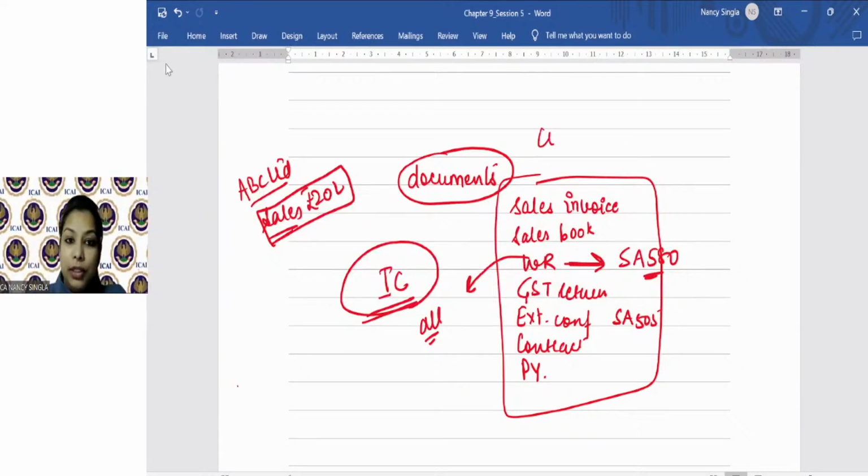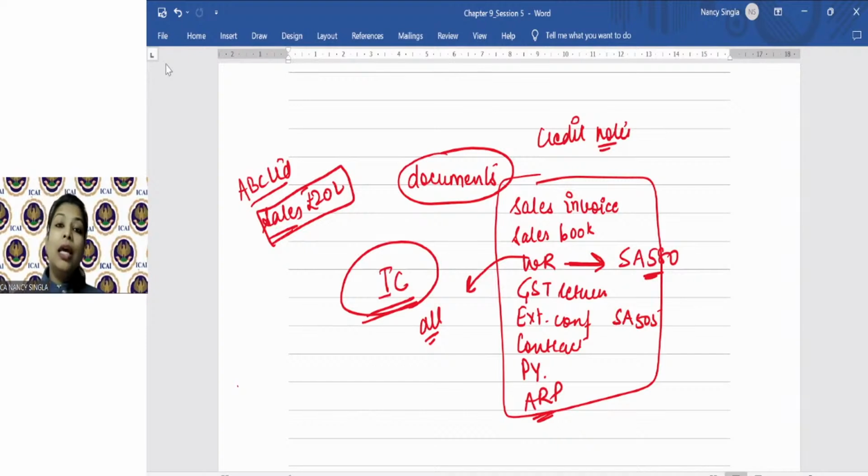Credit note, absolutely correct. Credit note or credit memos. Analytical procedure, which is also correct. Okay. So how all these analytical procedures and all these documents will be verified, we will just see.